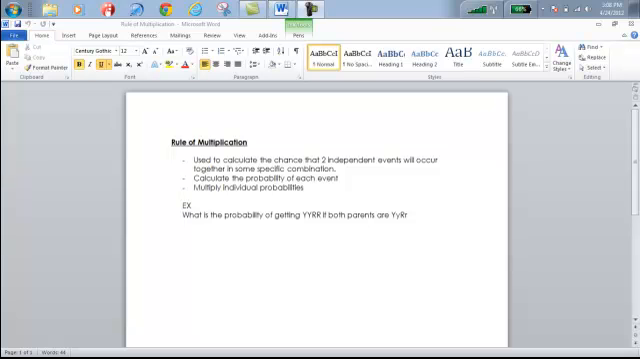Ladies and gentlemen, this is Mr. Gales. Today I'm going to talk to you about the rule of multiplication and show you how we can use this rule to calculate the chance that two or more independent events will occur together in some specific combination.